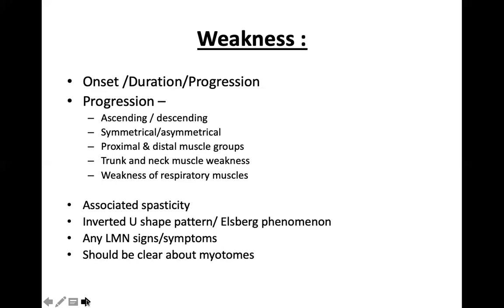Then in any case of spine, you should also always ask for a lower motor neuron sign at the level of your compression, because upper motor neuron sign will be present below the level of the lesion, but at the level of the lesion there will be lower motor neuron sign, and that will give you a clue about the exact level.